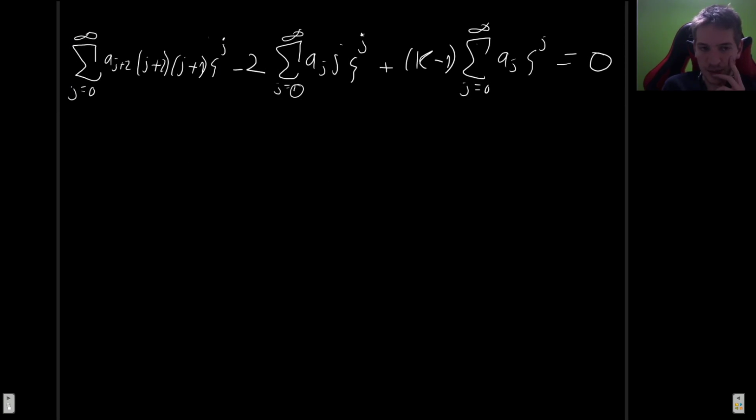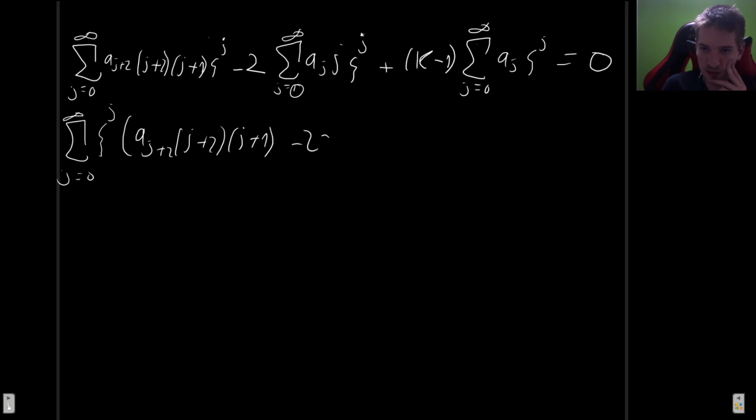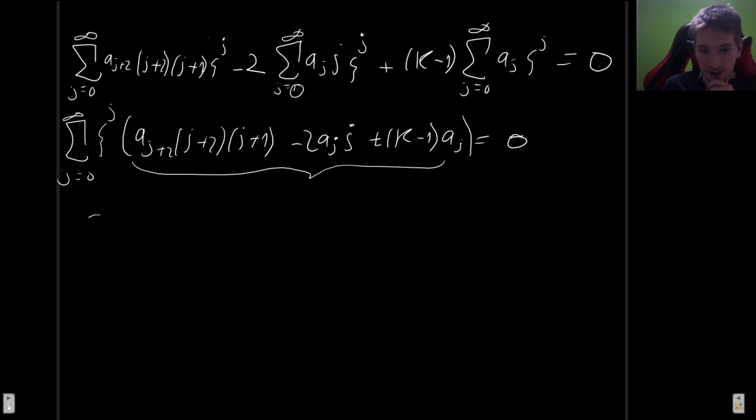So let's put all of this into the same summation, because they all start from j equals 0. We can put it all into just one sum, and we can factor out this psi to the jth power. So we get a j plus 2 times j plus 2 times j plus 1, minus 2 aj times j, plus k minus 1 aj, and this has to be equal to 0. In order for this to be equal to 0 for any psi, what is in here has to be equal to 0. So let us do this.